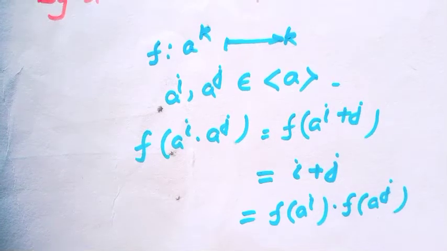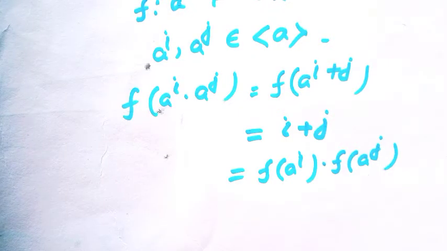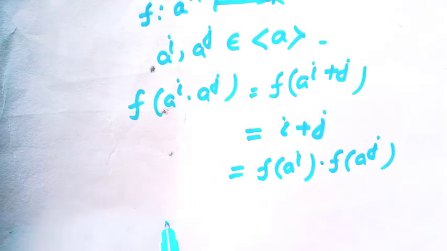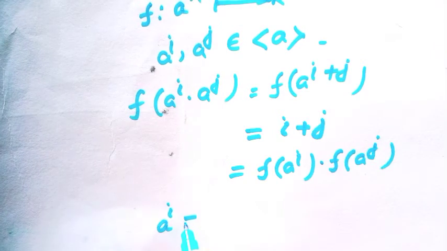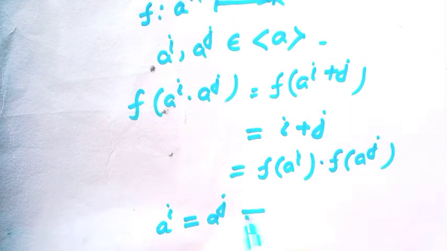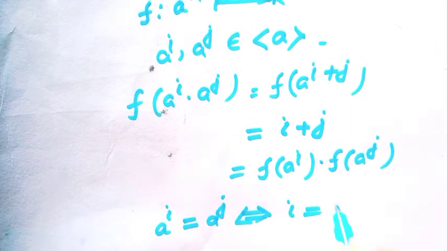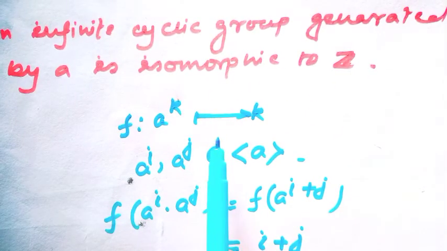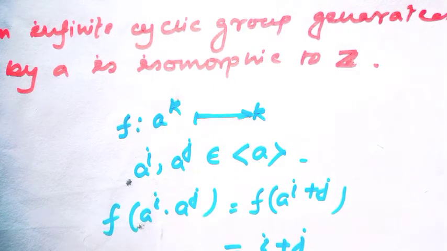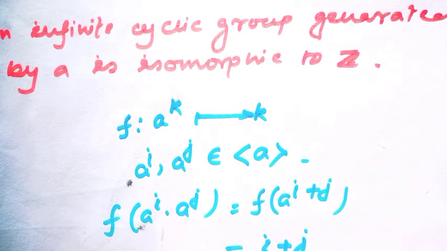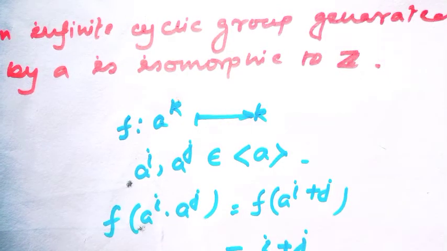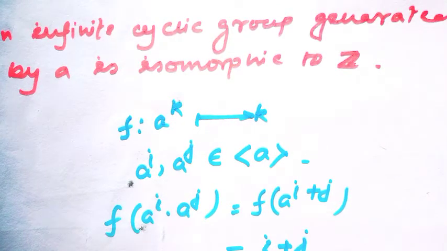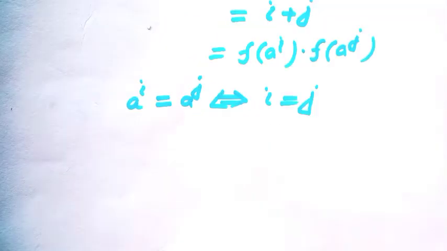Okay? Well, now we have to prove this is 1-1 and onto, and this is obvious, because all of us know a^i equals a^j if and only if i equals j. So this is always 1-1, and by the construction it is always onto. So any infinite cyclic group generated by a is always isomorphic to Z. Now let's see a couple of examples based on this theorem.